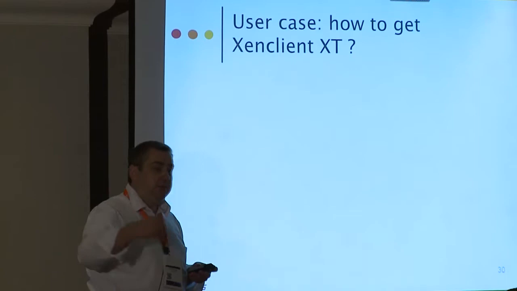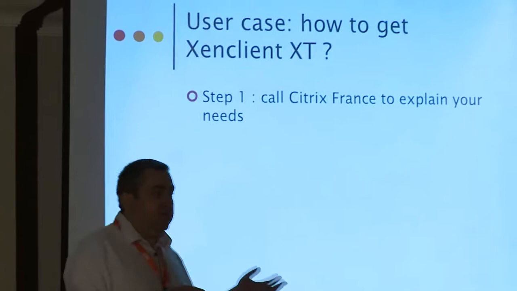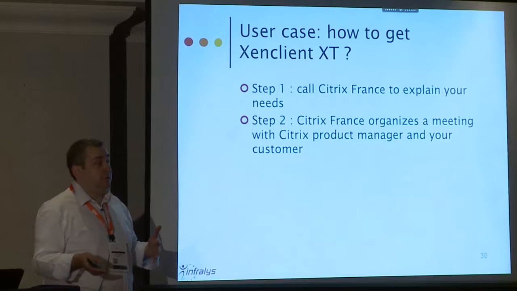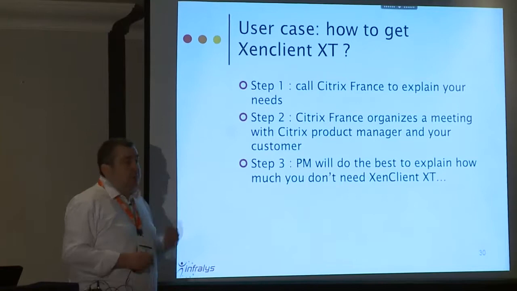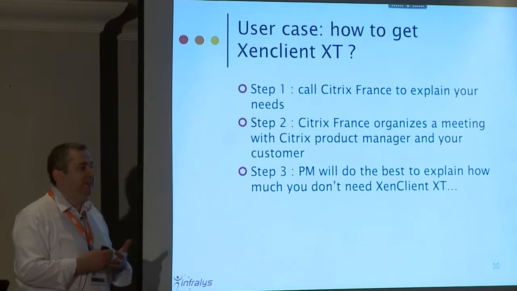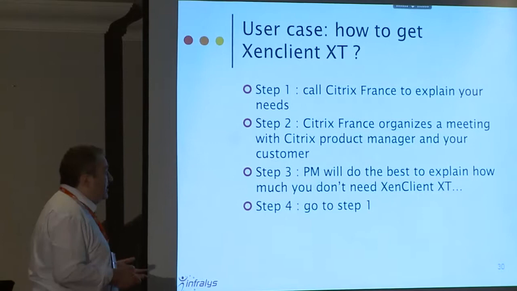Okay, so, next. So then, I call Citrix France. I think the same applies for UK, Germany, and so on. I'm not sure, but perhaps we are special. But I call Citrix France to explain why we need XenClient TXT. Then the pre-sales guy tells me that, okay, we will organize a meeting with the Citrix XenClient product manager and your customer. Okay, why not? And why? Because the product manager will explain to you how to not use XenClient TXT. But I want it. No, you don't need it. Very strange. Step four, go to step one.